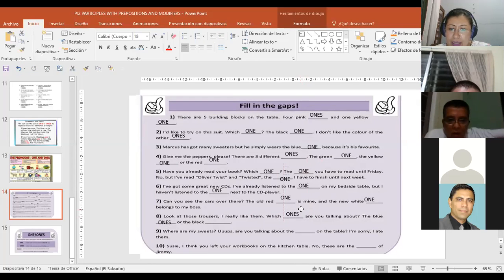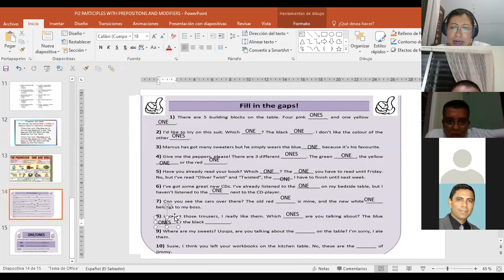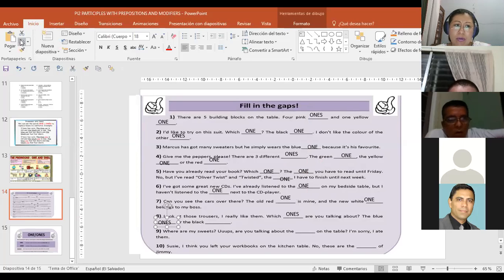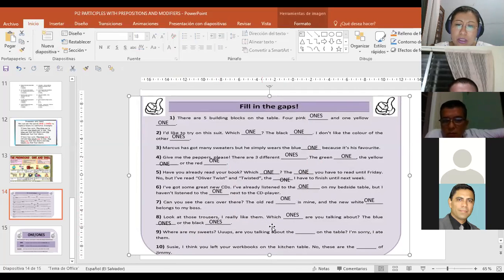And listen, in this case, trousers are like jeans, okay? Son como pantalones, ¿verdad? Entonces los pantalones es como el caso de los zapatos. Aunque solo sea una pieza, pero al tener dos piernas se cuenta como plural. Entonces decimos, look at those trousers. I really like them. Which ones are you talking about? The blue ones or the black ones? Plural in all cases. Thank you. Very good. Number 9.